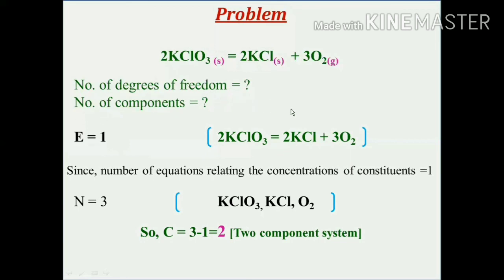Let's move on to the number of degrees of freedom. If you remember the formula, F is equal to C minus P plus 2, right? C we have got from here, that is 2. Now we are concerned about the value of P, that is the number of phases. From this equation, what are the different phases which are present? There is a solid phase of KClO3, there is another solid phase of KCl, and there is a gaseous phase of oxygen.